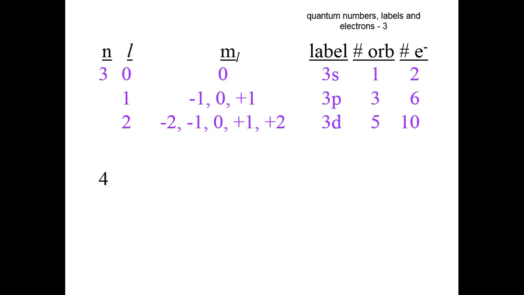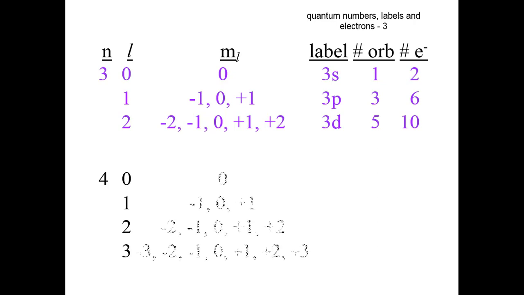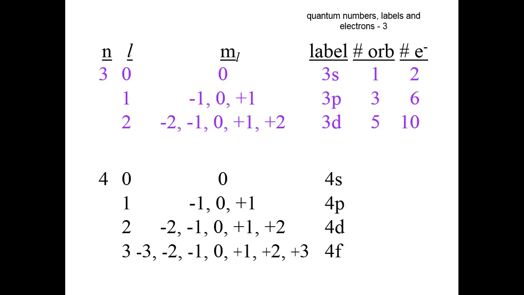How did you do? There should be 4 values of L, again starting with L equals 0. The m sub L column should again take on the familiar triangular pattern, with the values for L equals 3 stretching from minus 3 to plus 3. The labels now carry the number 4 with s, p, d, and now f. The number of orbitals, which you may have noticed comes from the number of values in the m sub L column, also forms a pattern: 1, 3, 5, and 7.